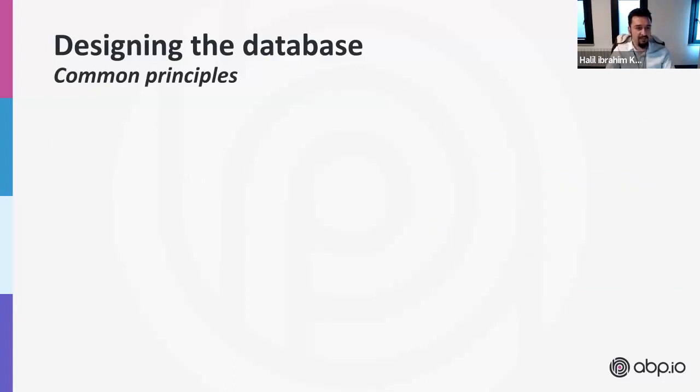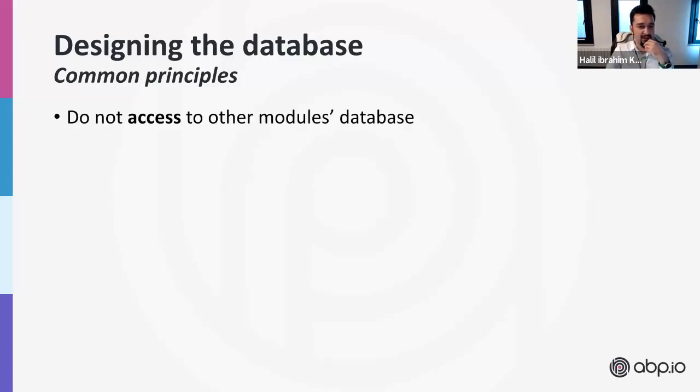There are some common principles while you are implementing your data access logic and designing your database. The first rule, of course: do not access other modules' databases. If you do that, when you separate databases and migrate to microservices, it will be much harder, and you will need to rewrite, redesign, and maybe denormalize your database later. If you are sure that it will be converted to microservices later, follow this rule.